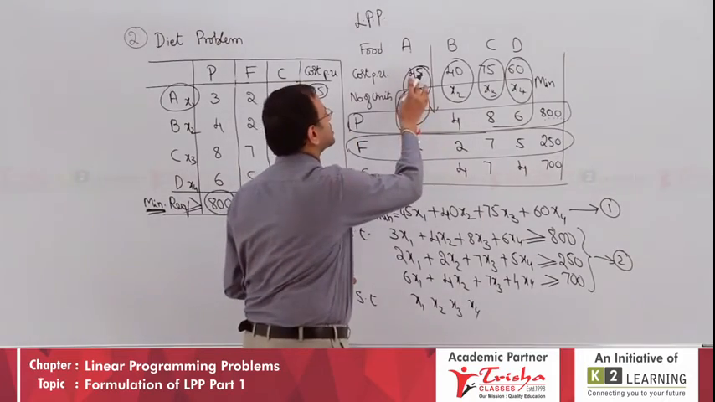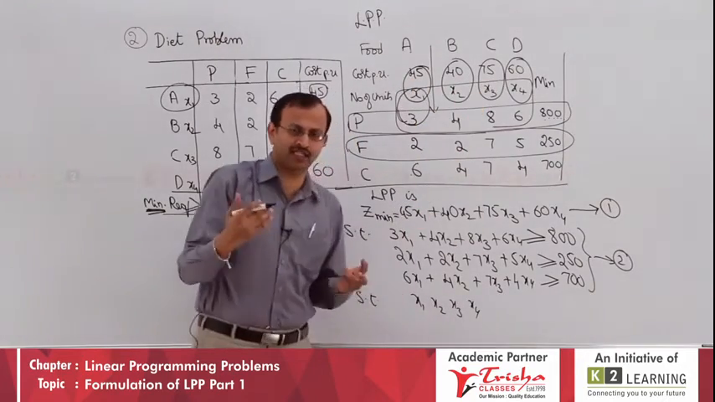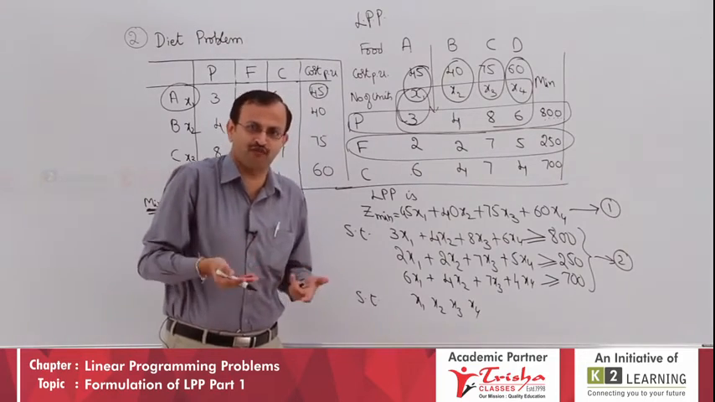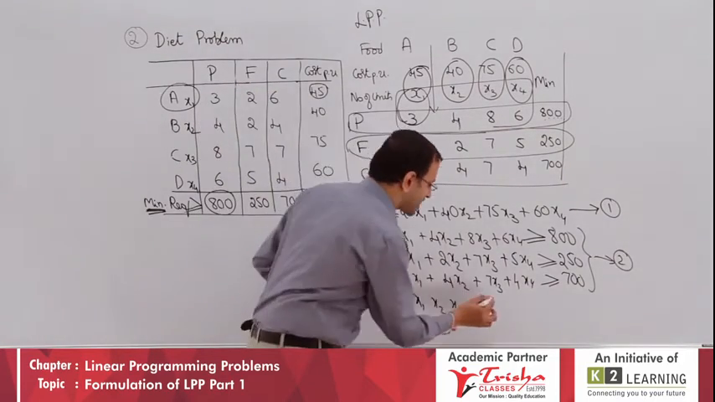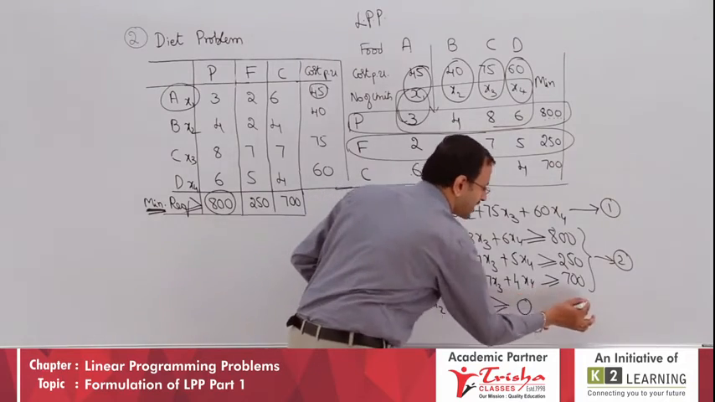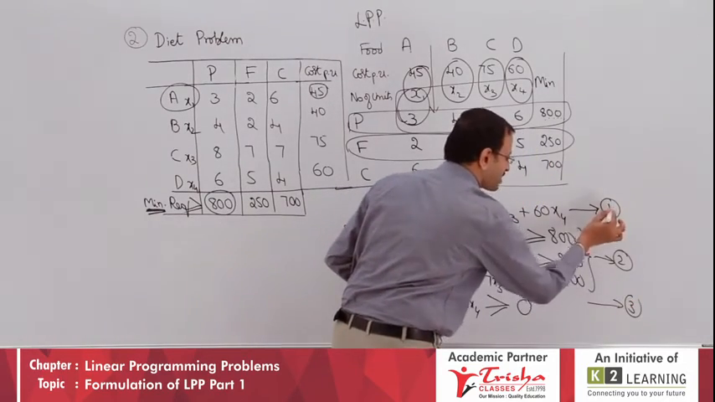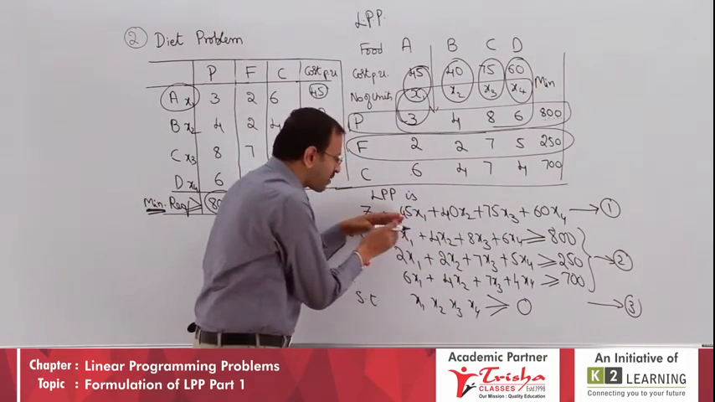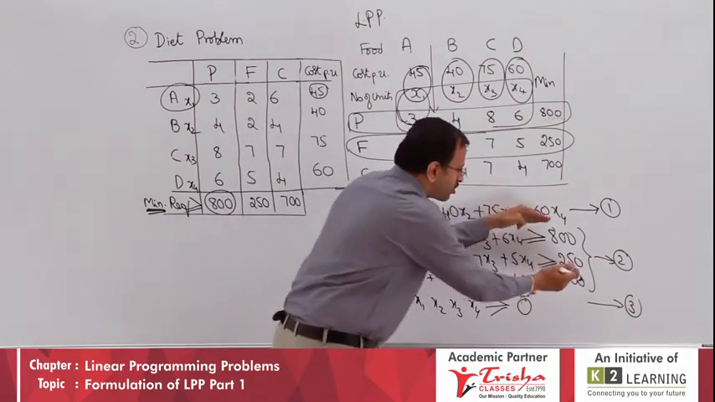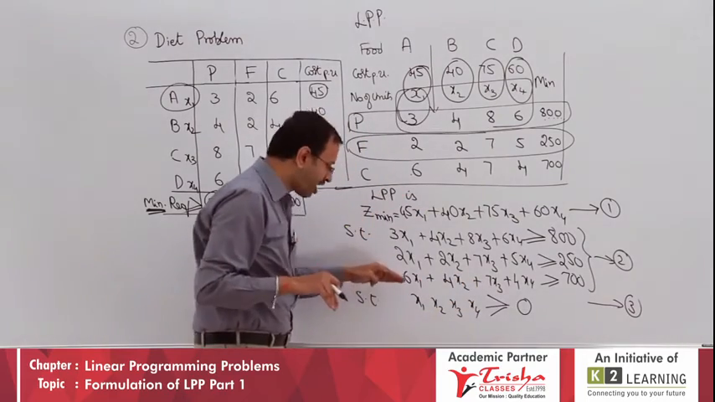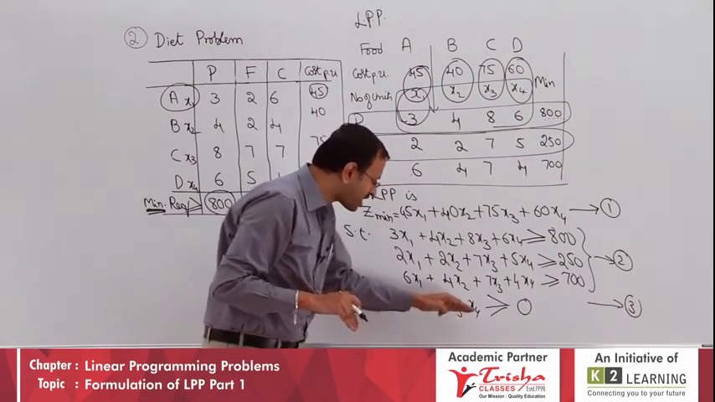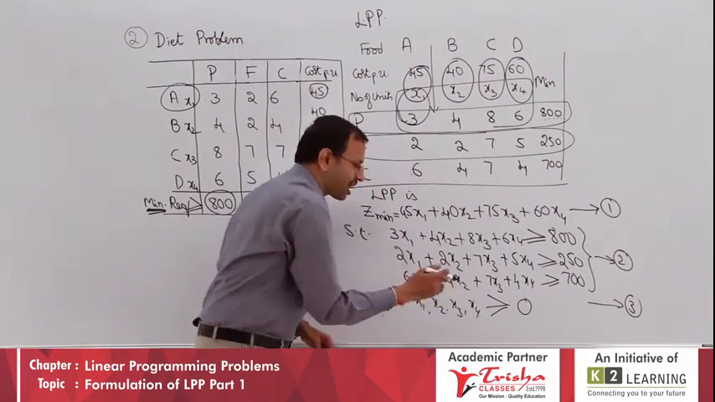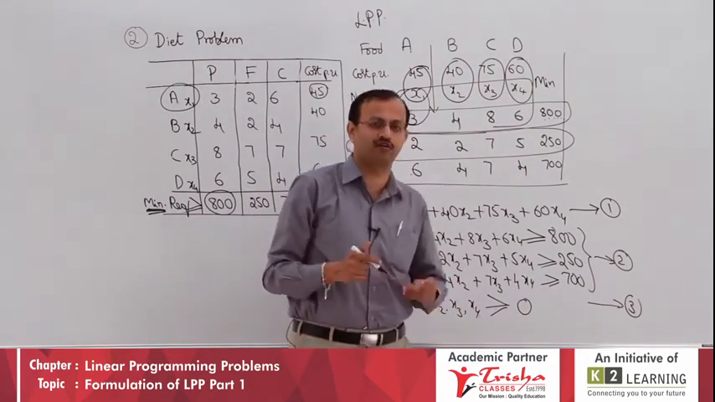Number of units of food product A, B, C, D. I can consume some number of food product A or 0 if there is no food, but cannot be negative, that is greater than or equal to 0. It is 3. First objective function, structural constraint. That means here for a dietitian, the ingredients protein, fats, carbohydrates should be at least this. That is a structural constraint. Non-negativity constraint, the number of products x1, x2, x3, x4 cannot be negative. It should be greater than or equal to 0.